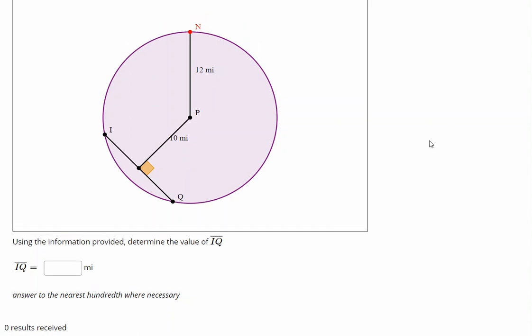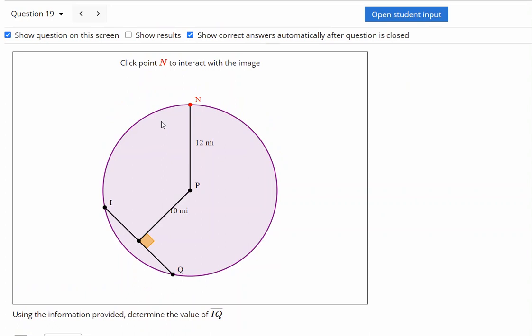So I'm going to leave you guys to this. See if you can figure this one out. It might help to move this to a specific position.